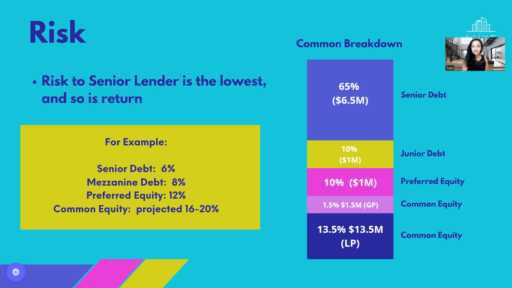So typically, let's just say these days you might get a senior loan for 6% interest, just as a ballpark. Mezzanine debt might be at 8%. Preferred equity might be at 10%. And common equity would be projected at 16 to 20%. So there's a trade-off, right? The senior debt gets paid back first. They're the most protected, but they get a smaller return.